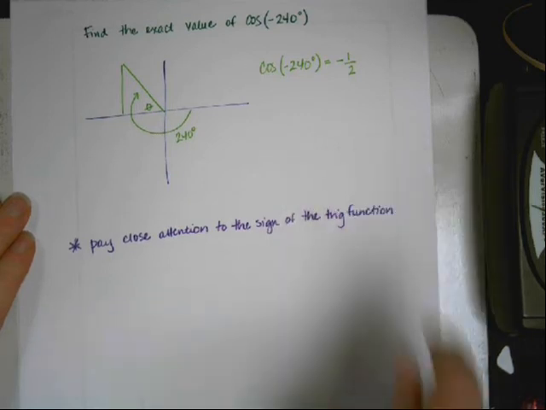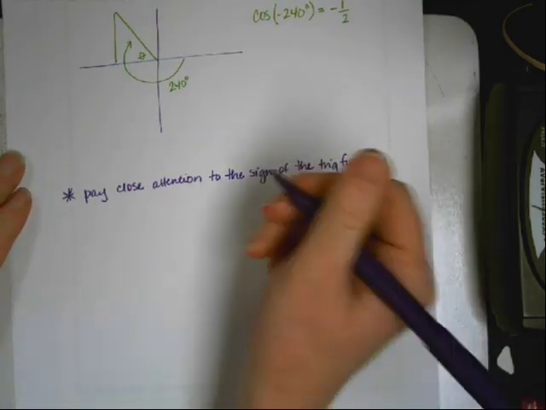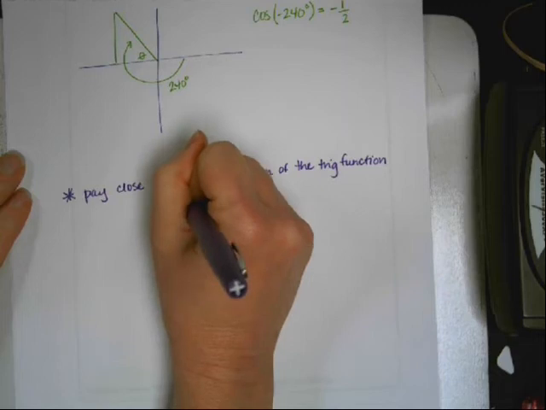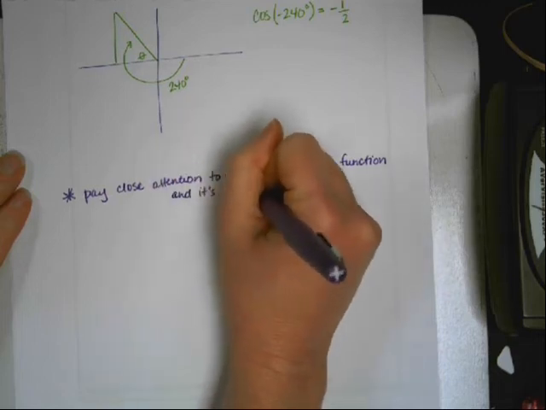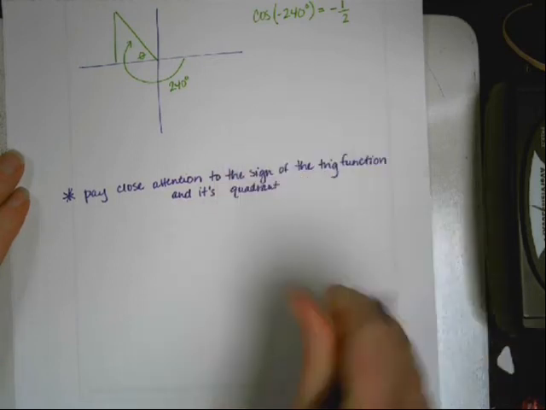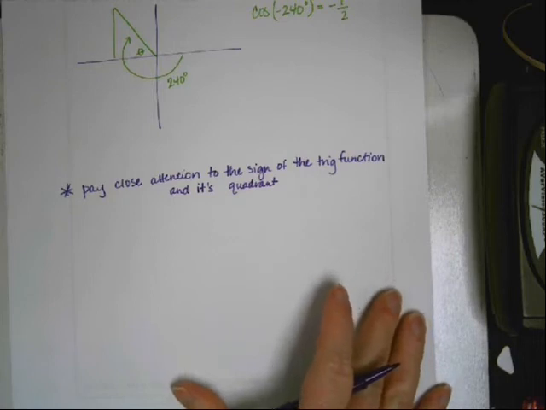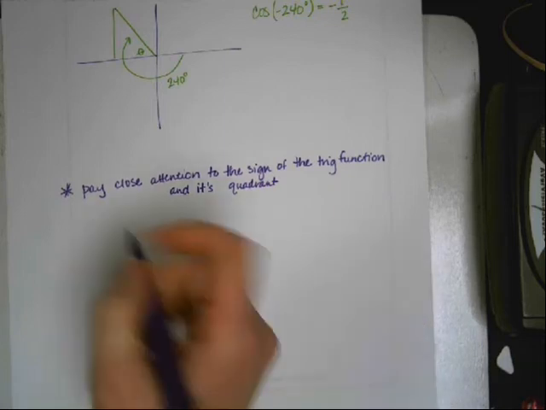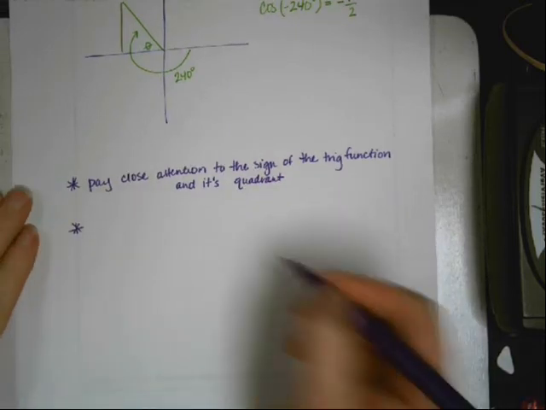Always pay close attention to the sign of the trig function and its quadrant. So just double check yourself. Check, check, double check, recheck that you're in the correct quadrant with the right sign, so that you don't miss something just because you forgot you have to put a negative sign on it.